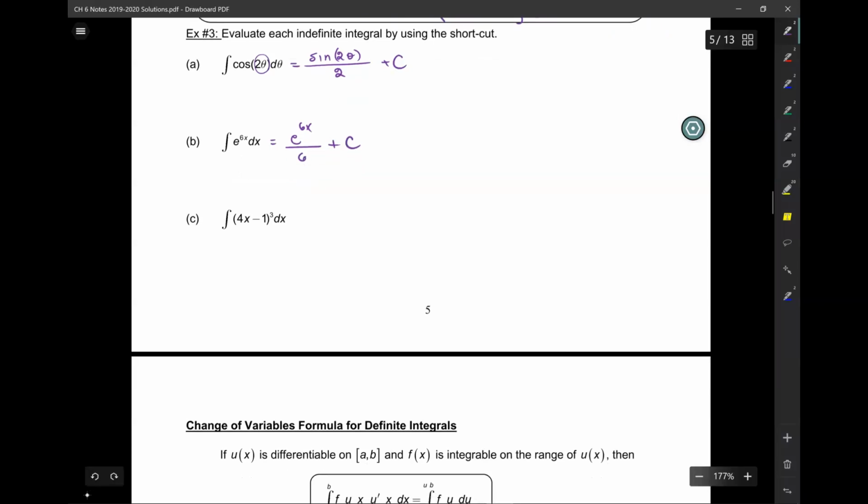What would be the u in this case? 4x minus 1. What's the derivative of it? 4. So I just take this and I integrate it to the power of 4 over 4. Now you divide by 4, right? Plus c. So it's (4x minus 1) to the 4 over 16 plus c.